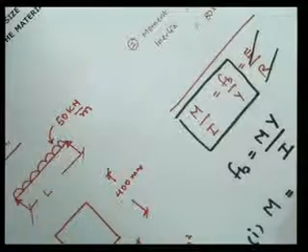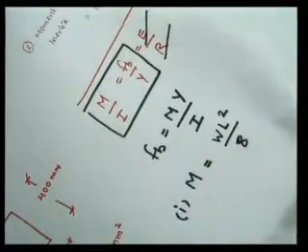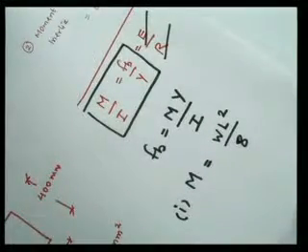And if it is a cantilever beam subjected to a point load at the free end, the maximum bending moment is WL. So in this particular case also we have a maximum bending moment. For a simply supported beam subjected to uniformly distributed load, the maximum bending moment will be given by WL square by 8. So maximum bending moment is WL square by 8.